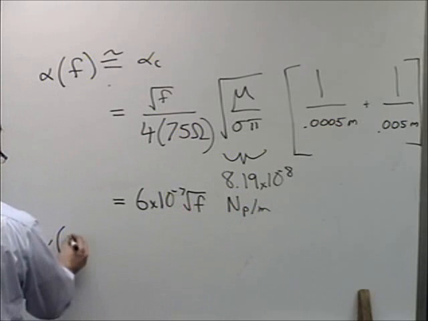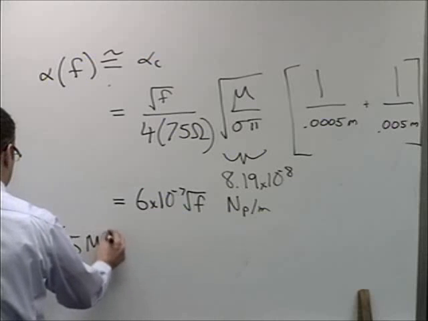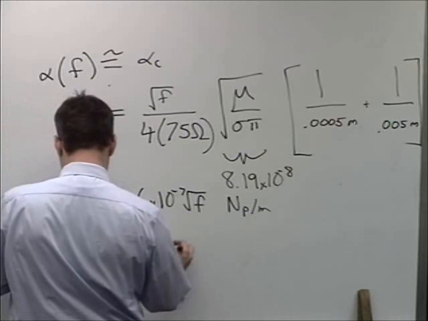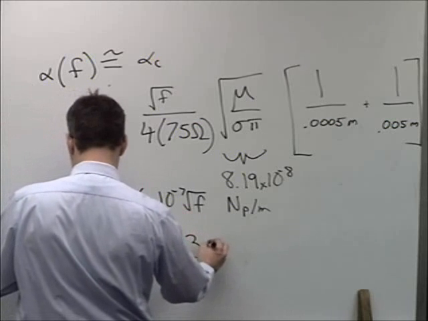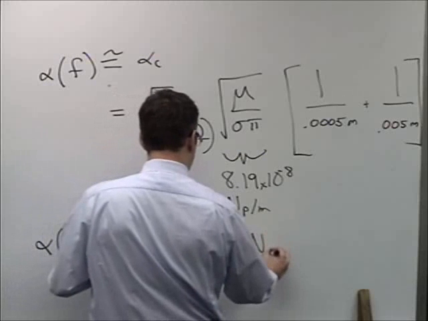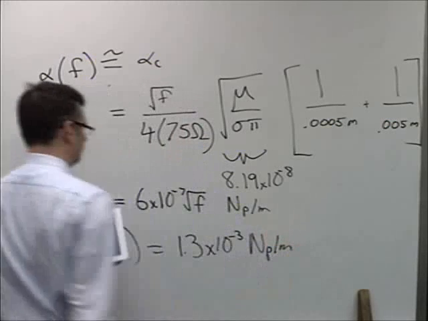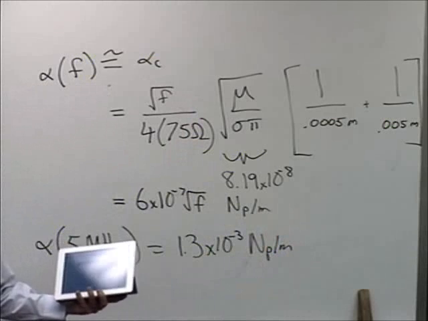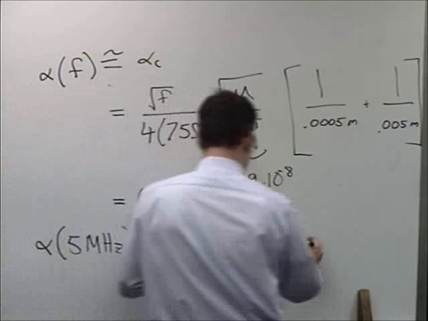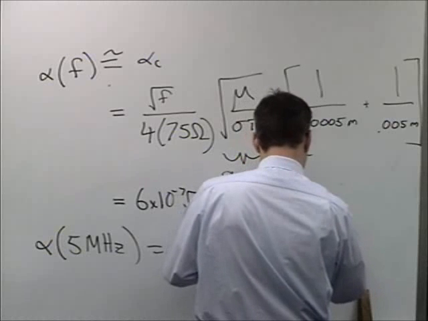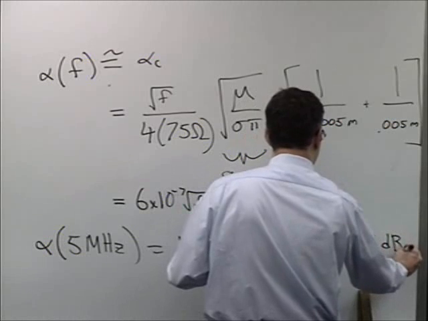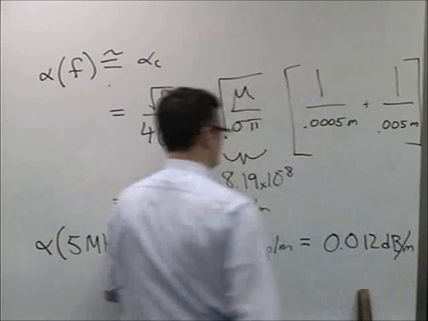Alpha, evaluated at 5 megahertz, is equal to 1.3 times 10 to the negative 3rd nepers per meter. But wait, we want to be good engineers. We want to be practical. Let's put this in dBs per meter. Multiply by 8.7. That's 0.012 dBs per meter.